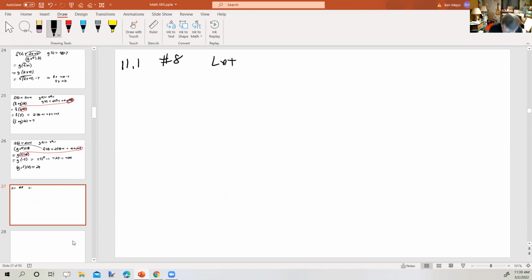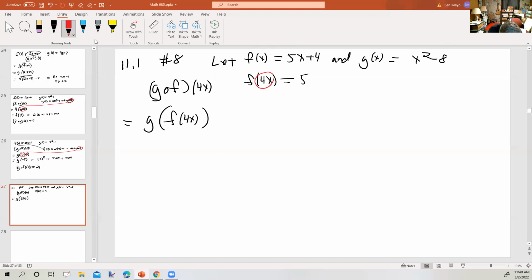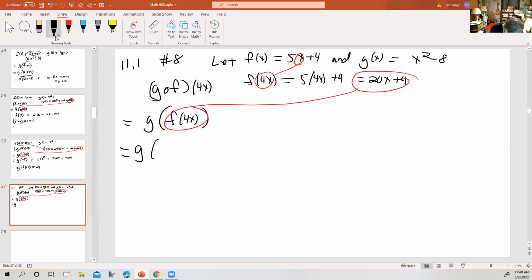It says, let f of x equal 5x plus 4 and g of x equal x squared minus 8. Find the following: g composed with f of 4x. So that's equal to g of f of 4x. We need to start on the inside and find f of 4x. Well, f of 4x would be 5 times, but then all of this goes in the place of x there. So 5 times 4x plus 4, which is 20x plus 4. So then this goes in the place of that, and we get g of 20x plus 4. We're not done.